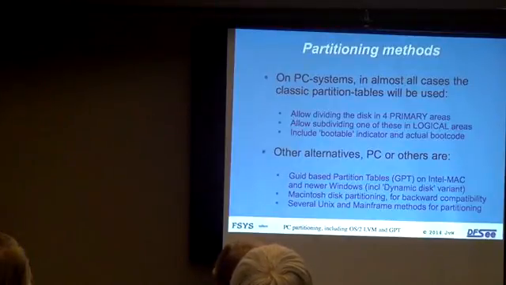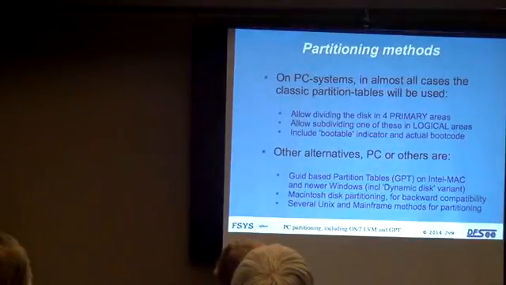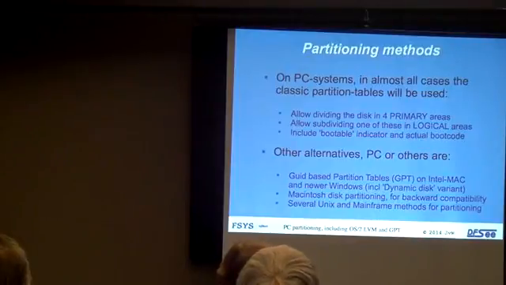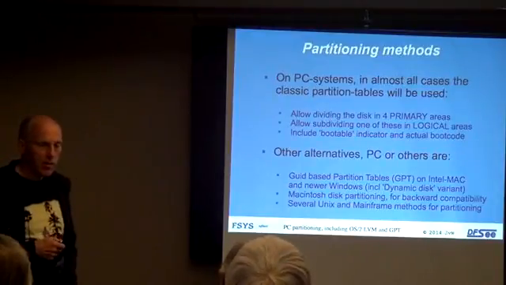Then there are a few alternatives, like GPT that I already mentioned, which is GUID-based tables. There's more information in there. It allows for larger sizes, and it's newer, so it provides more information that's useful. There's also more redundancy, because the partition tables are larger and the area is replicated at the beginning and the end of the disk. So if one of those areas gets damaged, you can still get the information from the other area.